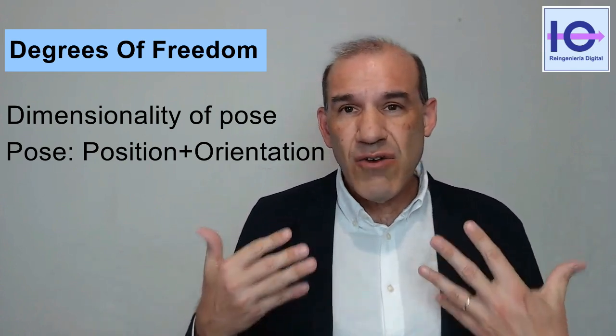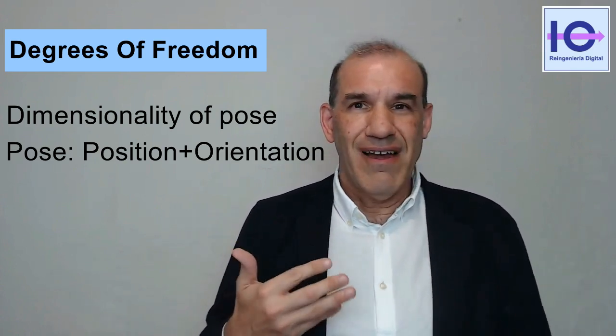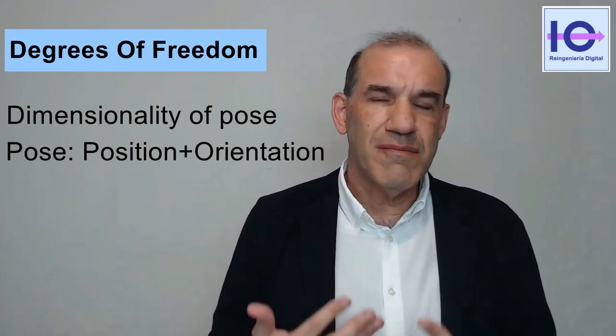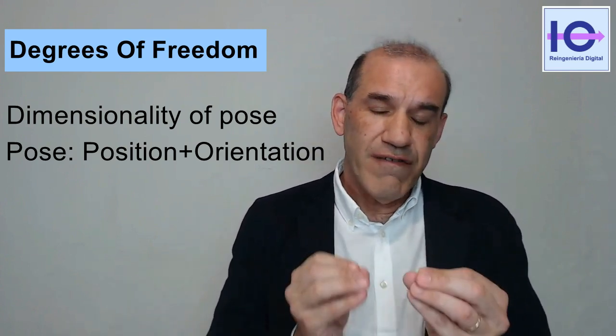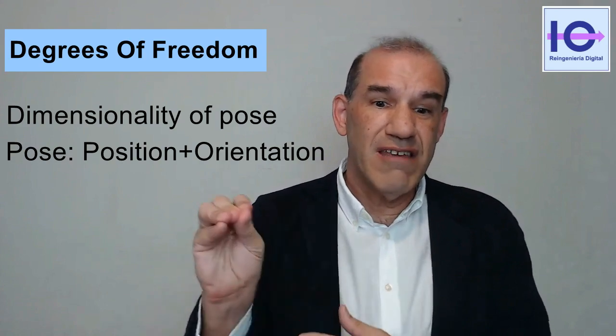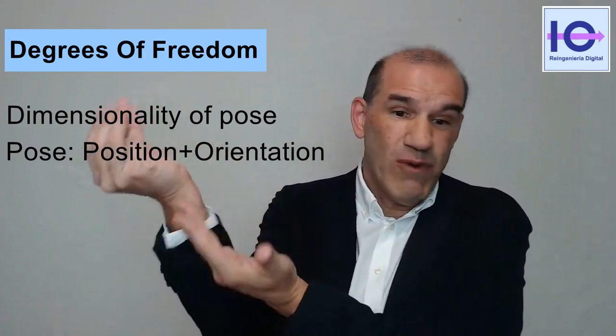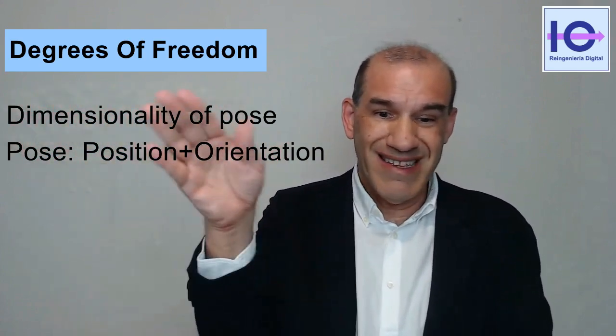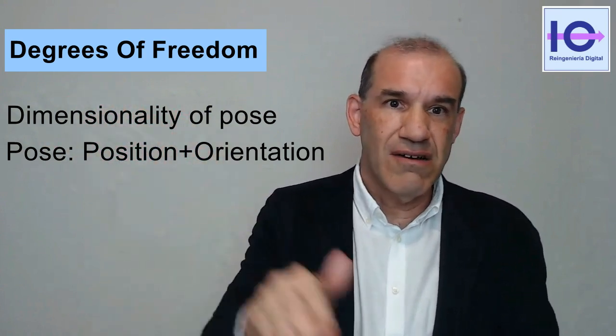But if we are talking about a robotic arm, an industrial manipulator, we refer to the pose of the end effector. Let's say as if it were my hand, where it is and where it is looking at. Okay.